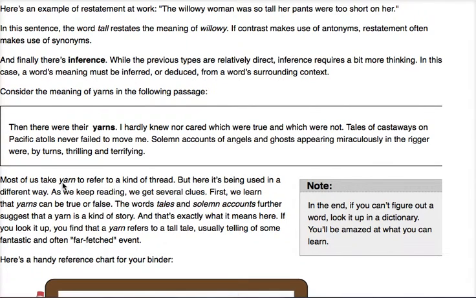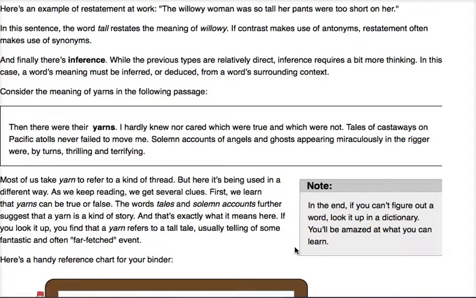So most of us take yarn to refer to a kind of thread, but here it's being used in a different way. As we keep reading, we get several clues. First, we learn that yarns can be true or false. The words tales and solemn accounts further suggest that a yarn is a kind of story. And that's exactly what it means here.